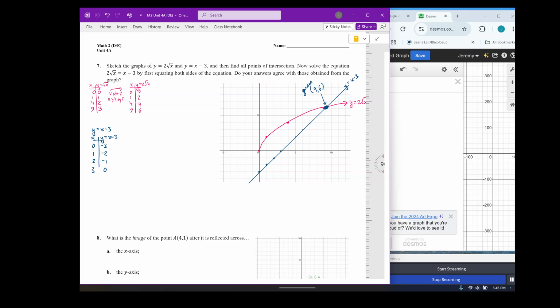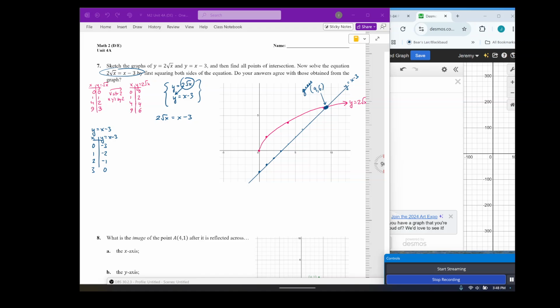We prove it by solving this equation. The way that we solve the equation, it's really like solving a system, right? y equals 2 root x, y equals x minus 3. And we're solving for the intersection point, which is solving a system of equations. So we can use substitution: 2 root x equals x minus 3, which is exactly what the problem tells us to do.